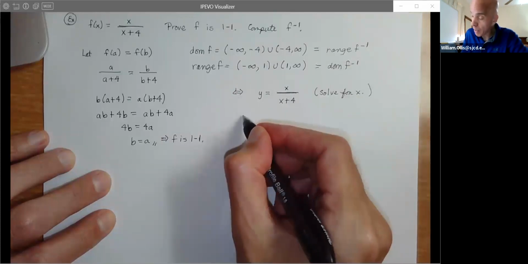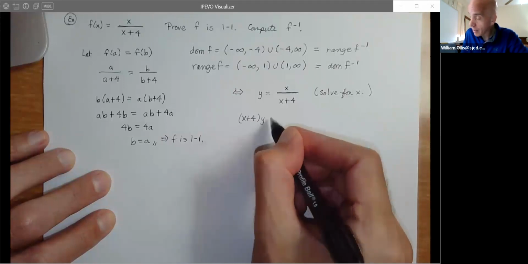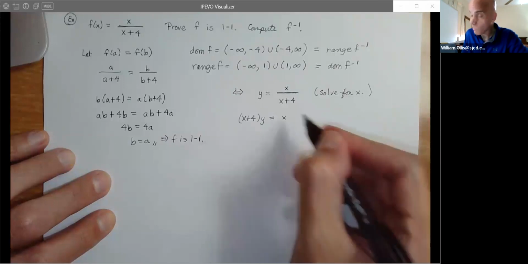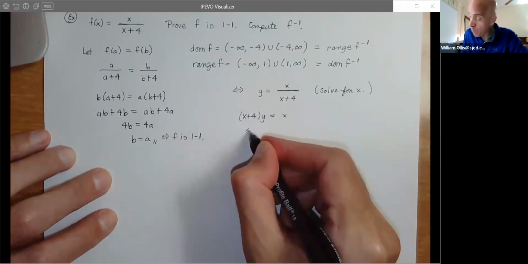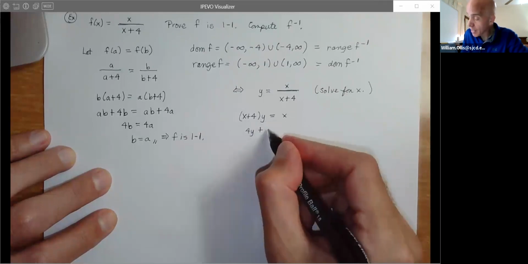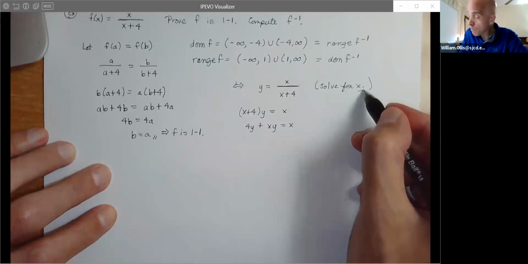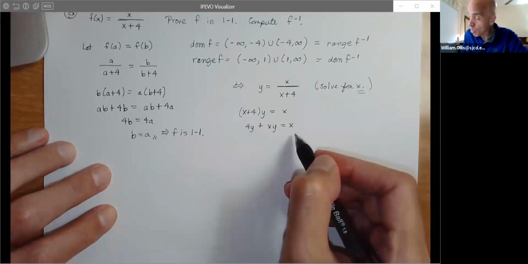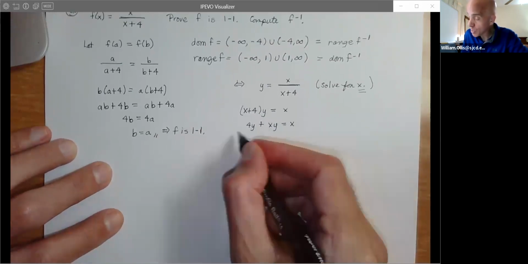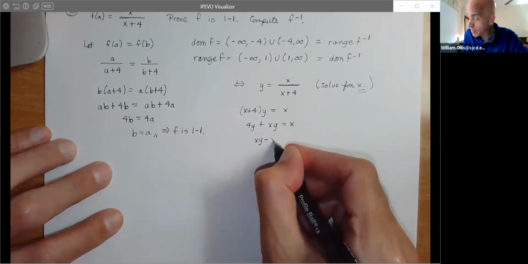So cross multiply. X plus 4 times y equals x. So now we have 4y plus xy equals x. So we want to solve for x. So let's get all of our x's on one side. So I don't know, we could just take them over to the left. So we have xy minus x.